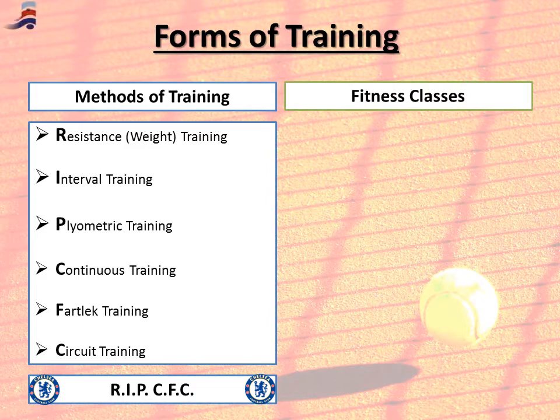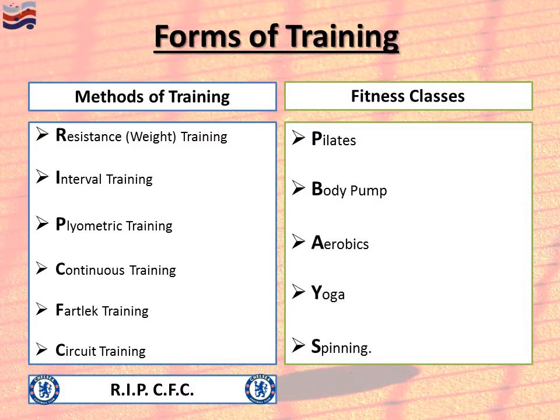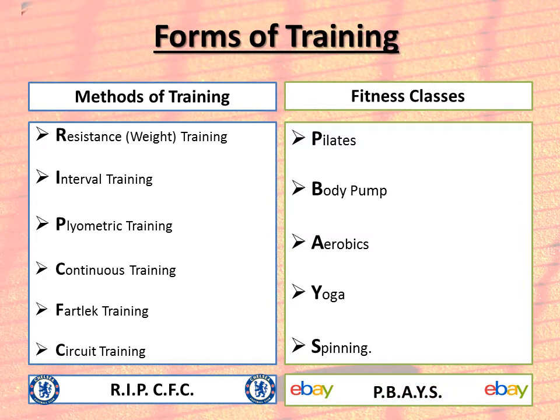We also have fitness classes, and we need to have a knowledge of 5 different fitness classes, which are Pilates, body pump, aerobics, yoga and spinning. And again, an easy way of trying to remember that is if you think about the online site eBay, it's a little bit like that, but it's P-based. Just a really simple way of trying to remember all 6 methods and all 5 fitness classes. Now for the purpose of this online tutorial, we're only going to be looking at the methods, not the fitness classes. That will come on a different online tutorial.